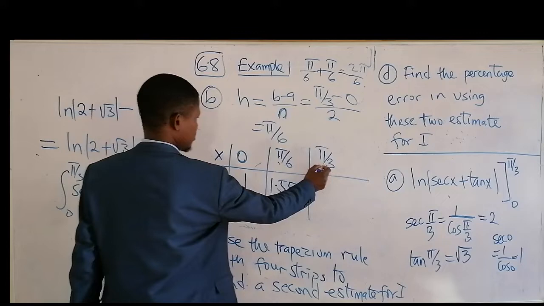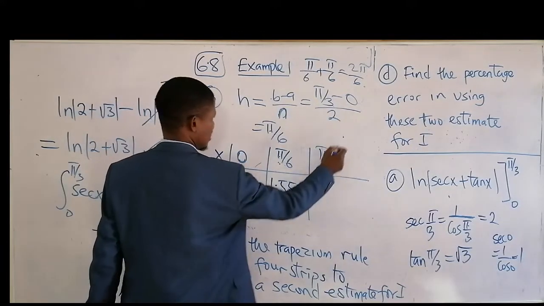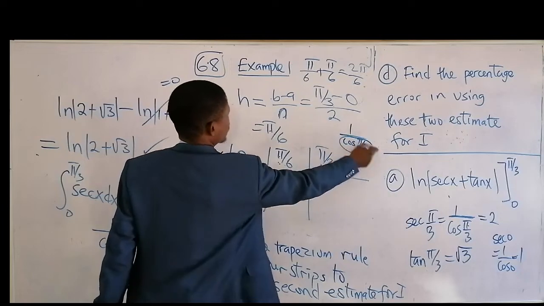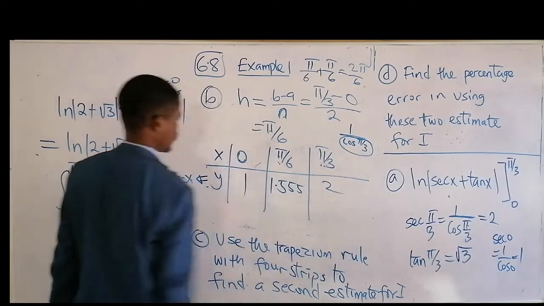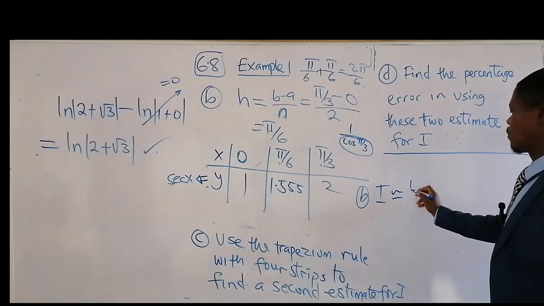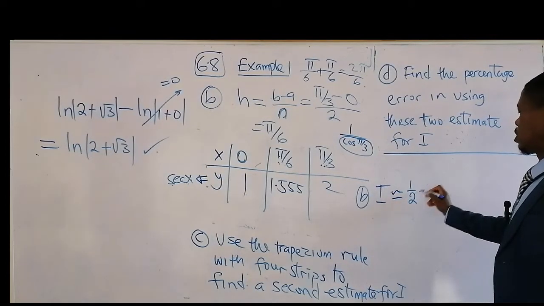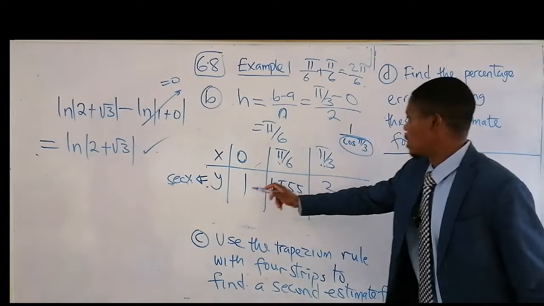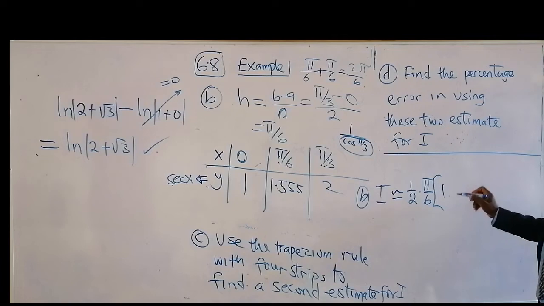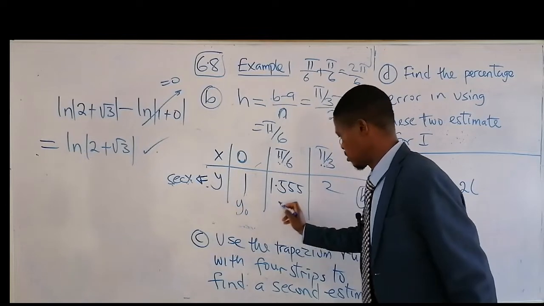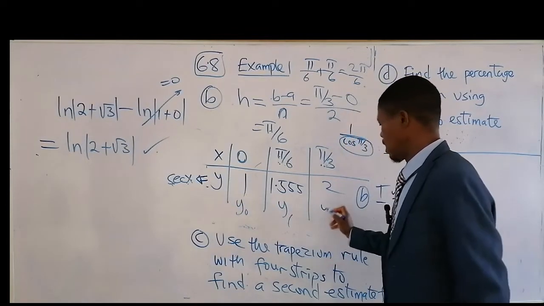And then for this one, that's sec. This is 1 over cos pi over 3, which is, this one is 1 over 2, so this will give you 2. So we now have for b, which will be approximately equal to 1 over 2 times the h, which is pi over 6. Then the first value, that's the y, substitute 0, that's 1, plus 2 times, actually here, this will be the first one is this, and this one is the last one.